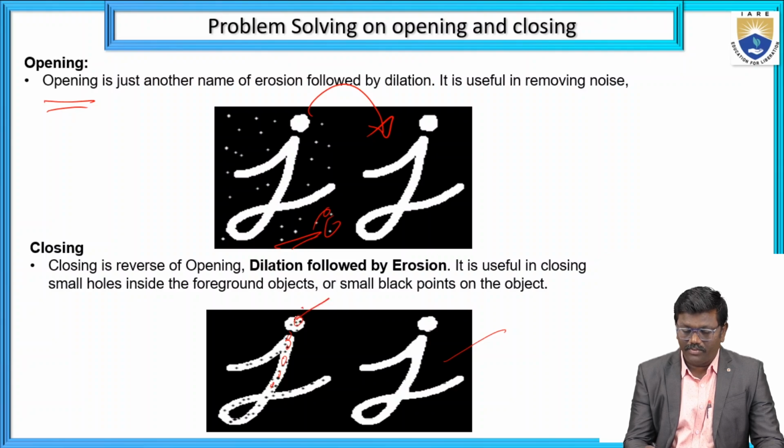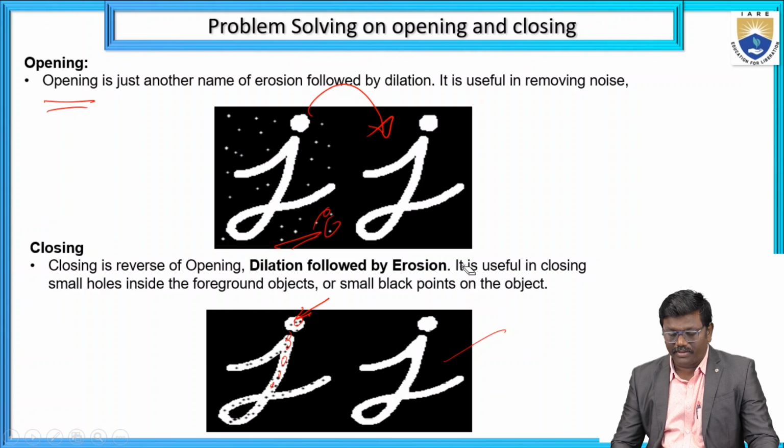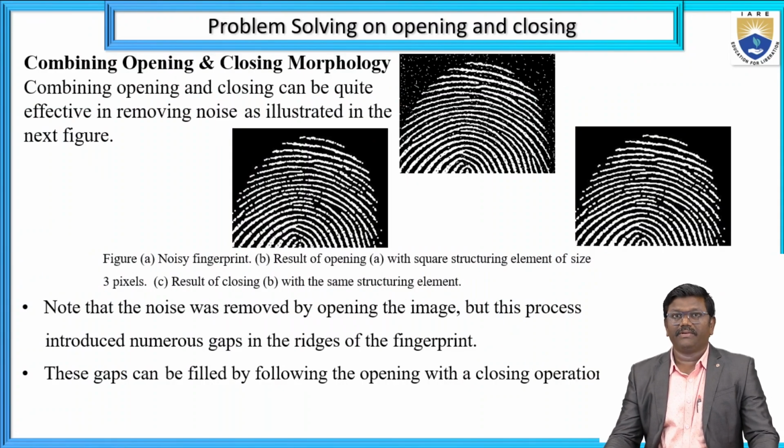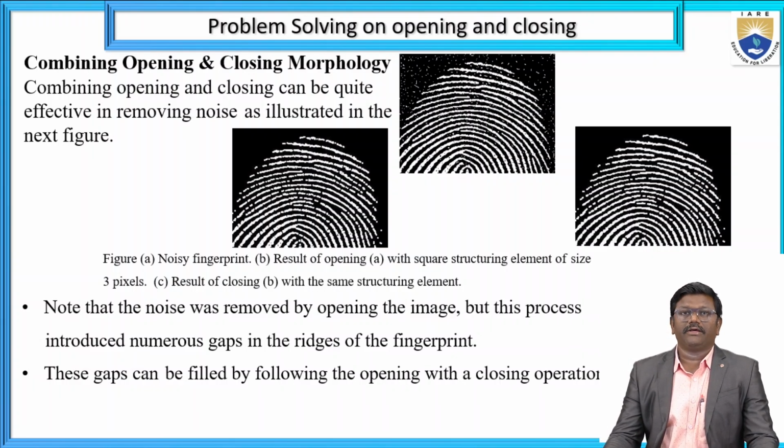All these parts will be removed with the help of the dilation method. Let us take one best example, which applies a combination of opening and closing morphology. Combining opening and closing can be quite effective in removing noise, as illustrated in the next figure.